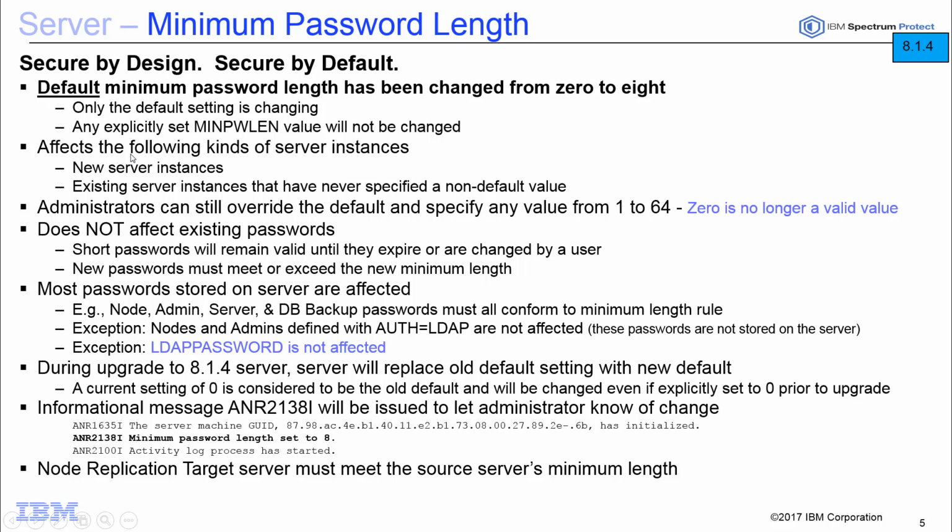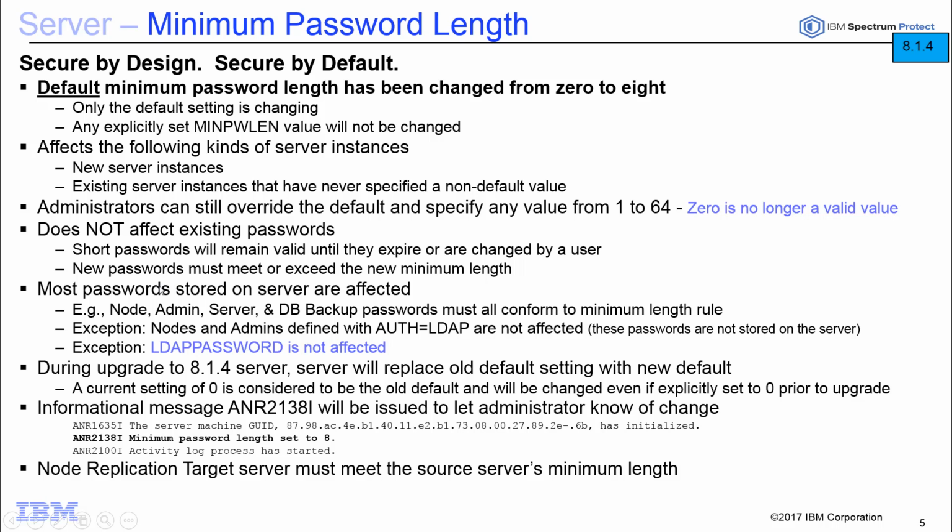This will affect all kinds of server instances, including your new server instance and existing server instances that have never specified a min password length variable. Now, administrators can still override the default and specify a value from 1 to 64, but 0 is no longer a valid value. So remember, the default is now going to be 8. This does not impact existing passwords. Short passwords will remain valid until they expire or are changed by a user, and new passwords have to meet or exceed the new minimum length.